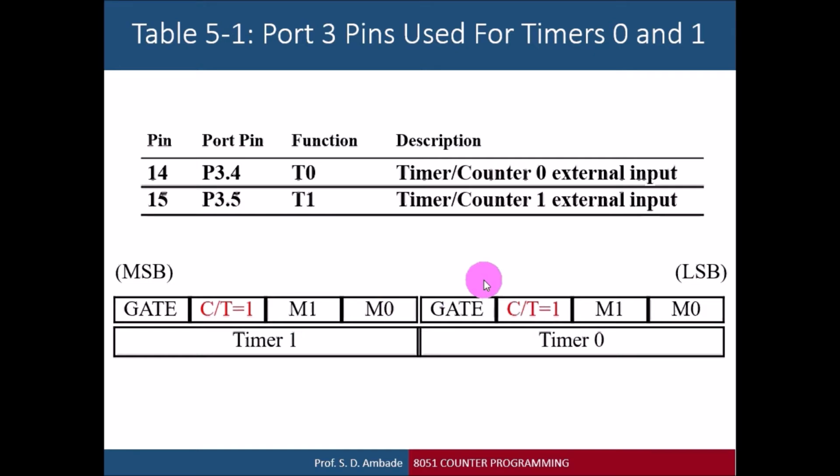In this case, if we want to use the timer of 8051 working as a counter, for that we should place C slash T bar equal to 1, and the gate, you know the application of this bit. If it is 0, it means the timer or counter is controlled by software. If it is 1, then the timer or counter will be controlled by means of hardware, means externally.